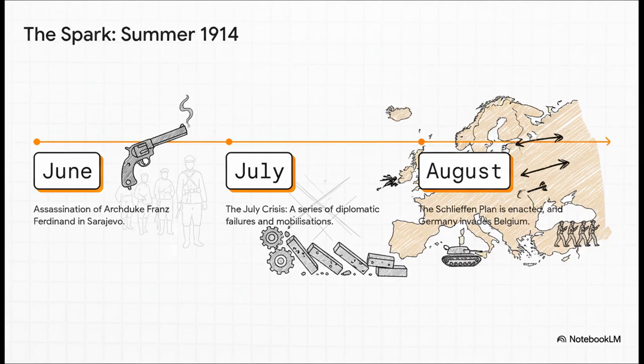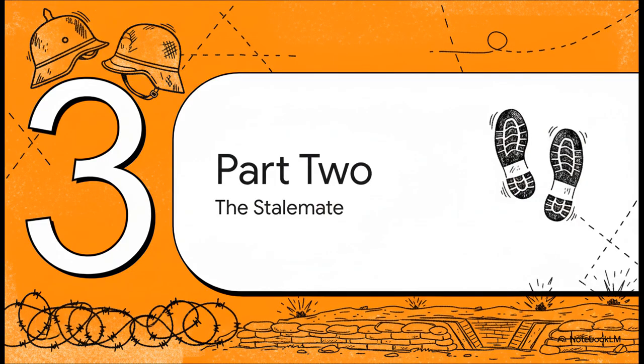And this just shows you how terrifyingly fast everything escalated. I mean, look at that timeline. In just a matter of weeks, one assassination in Sarajevo spiraled through a series of threats and mobilizations, that's the July crisis, into a full-scale continental war when Germany enacted its war plan. It was just a terrifying domino effect. So the war begins, and everyone famously thought it would be over by Christmas. Well, they were tragically wrong.